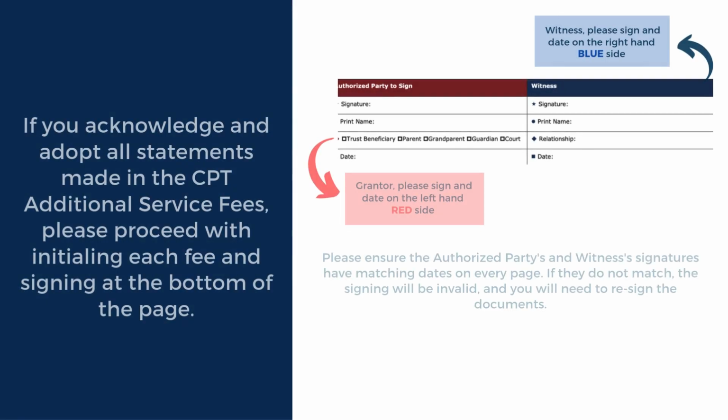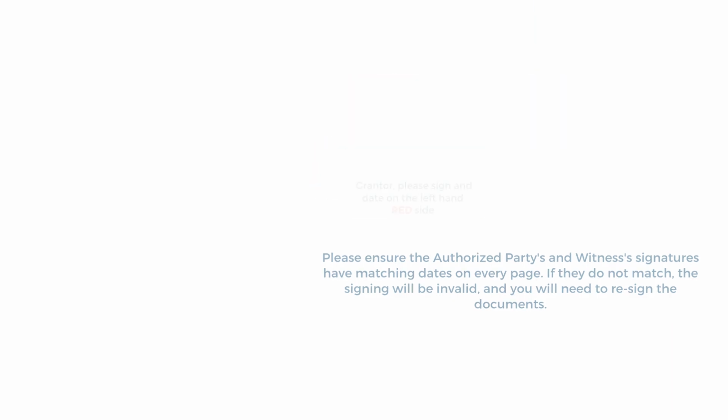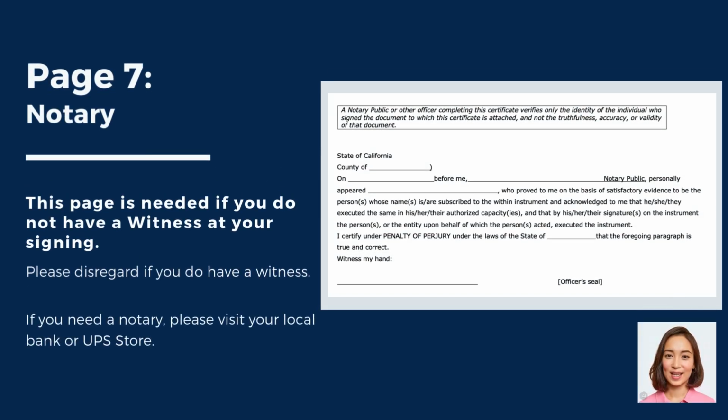If you acknowledge and adopt all statements made in the CPT additional service fees, please proceed with initialing each fee and signing at the bottom of the page. The grantor must sign and date in the red area, while the witness should sign and date in the blue area. Page 7 is the notary page.